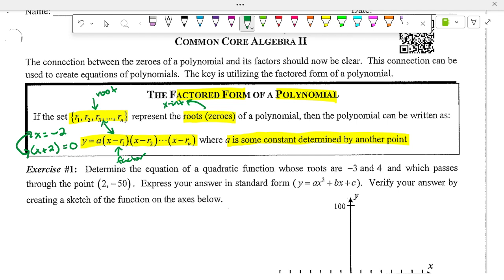Because think about it. If I wanted to get this side equal to 0, what would I have to do? Add 2. Don't we end up with x plus 2 equals 0? Yes. So that's the way you can work backwards.